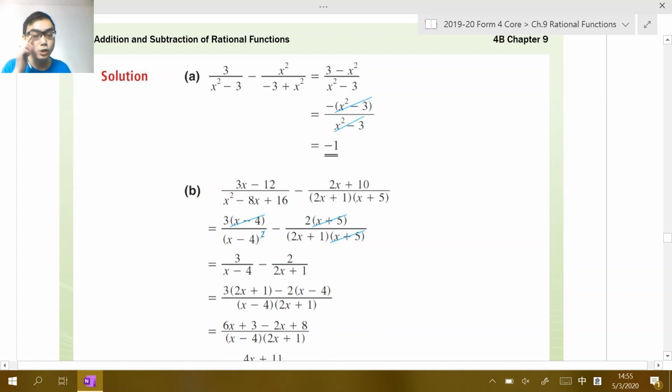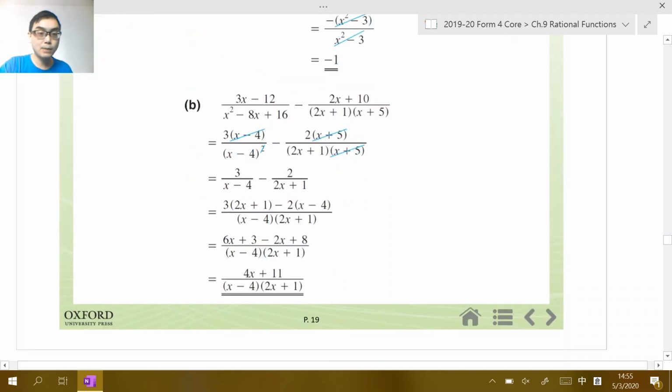You can see that in part A, x squared minus 3 and negative 3 plus x squared have the same denominator. You don't need to multiply them. You just keep the one here and then you put 3 and minus x squared together. Okay, and then for part B, just like usual.